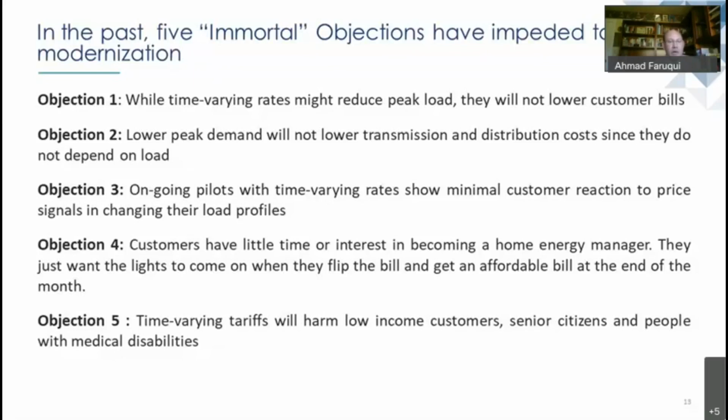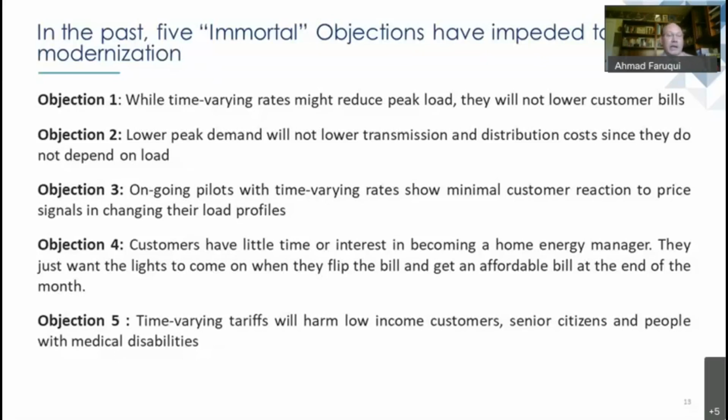Objection 3, ongoing pilots show minimal customer reaction to price signals in changing their load profile. So that basically is an objection raised by those who either don't know how to study the reports coming out from pilots, or who think the pilots are gimmicks in which there were no real customers, but robots. Objection number 4, customers have little time or interest in becoming a home energy manager. They just want the lights to come on when they flip the switch and get an affordable bill at the end of the month. Yes, that's true.